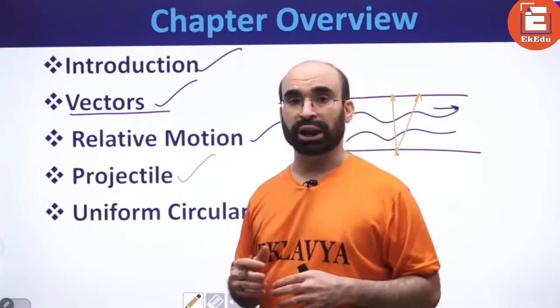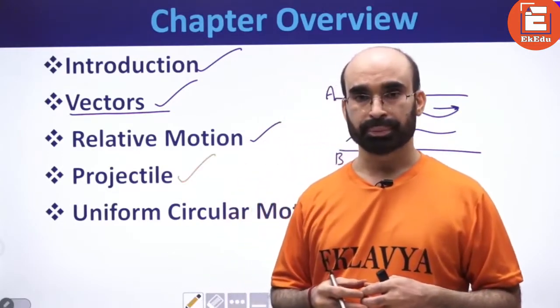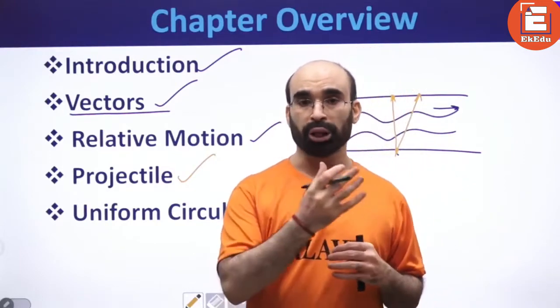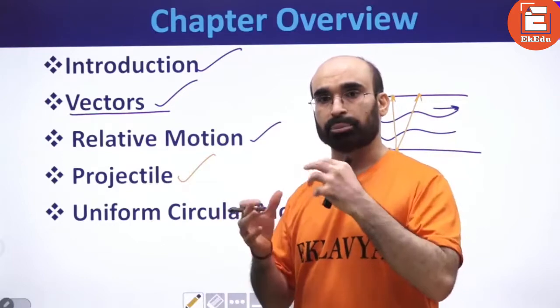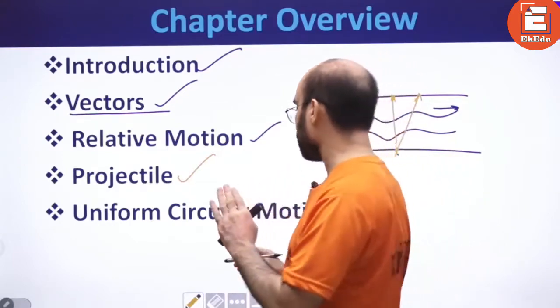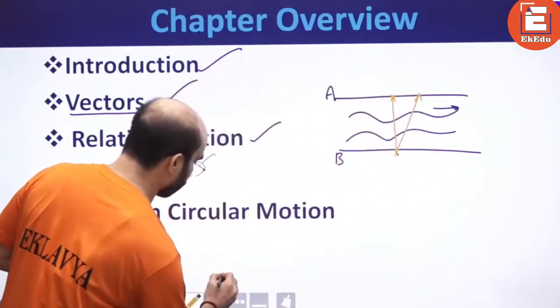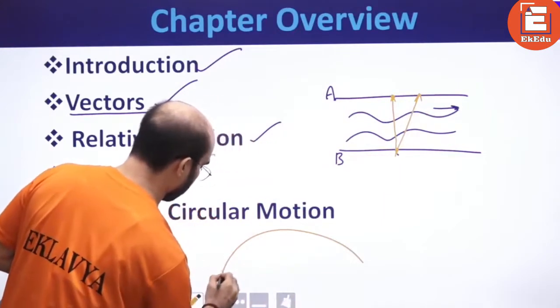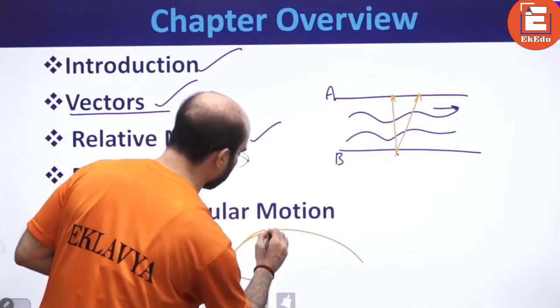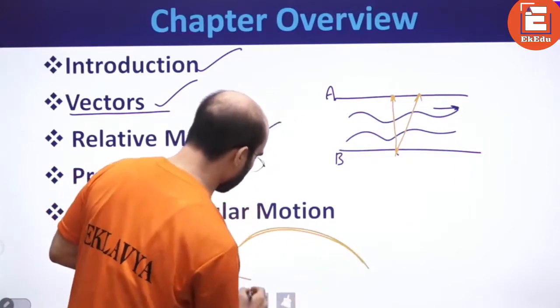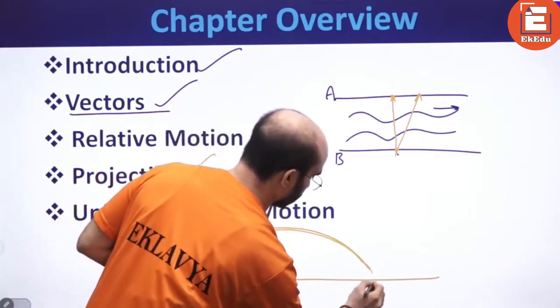Projectile motion. What is a projectile? The motion of a football. Motion of a cannonball from a cannon. If it is fired like this, a football will go from here, right? It goes up and then comes down on this plane.